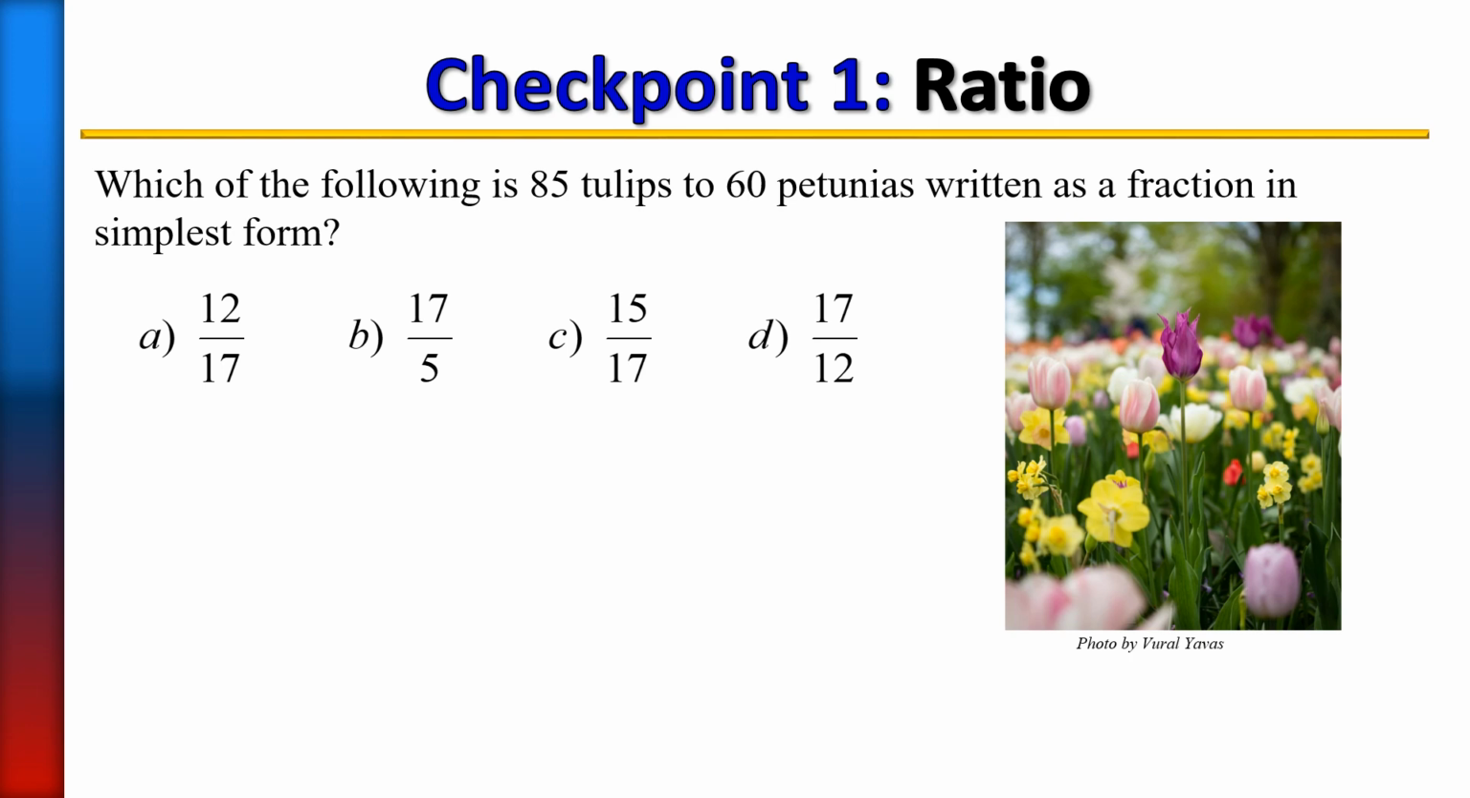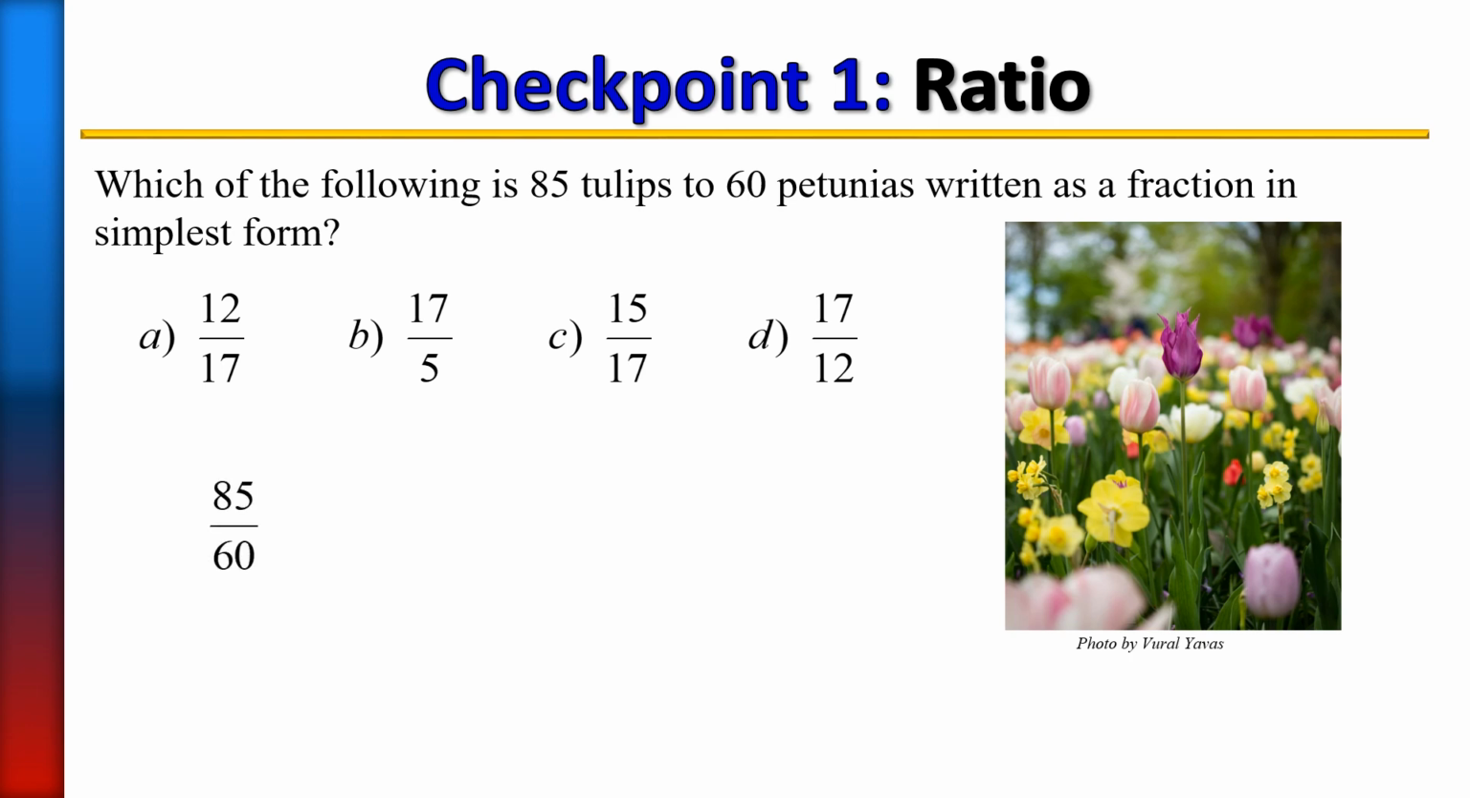Okay, let's see how you did. So the first number that is mentioned is 85. That is going to go on top. The second number that is mentioned is 60. That's going to go on the bottom. So my fraction is going to be 85 over 60.